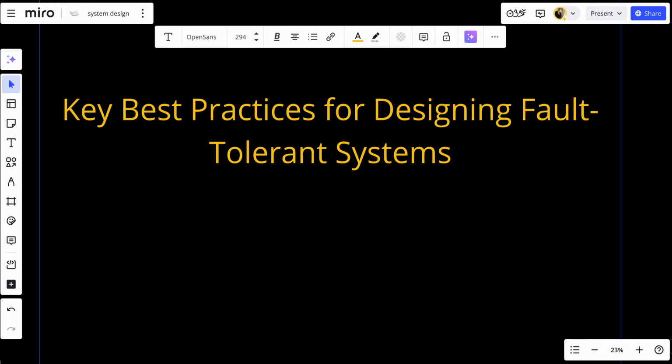So, to sum up, designing a fault-tolerant system involves a combination of redundancy, failover, circuit breakers, and self-healing mechanisms. While it requires careful planning and management, fault tolerance is essential for ensuring that your system remains available and reliable, even when things go wrong.